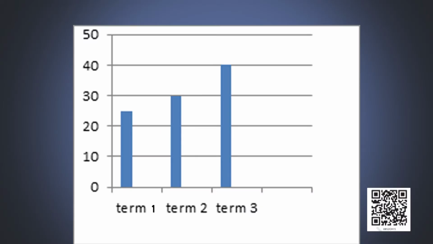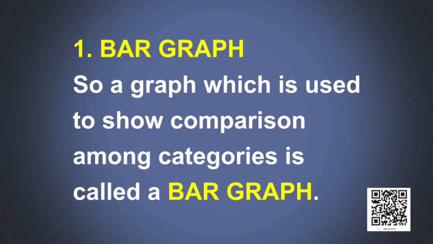Here, look at this graph. This graph represents Anu's marks in 3 terminal examinations. By looking at this graph, we can say that Anu's marks in the 3rd terminal examination are the highest and in the 1st terminal examination it is the lowest. What we are doing here? We are comparing Anu's performance by looking at those bars. So a graph which is used to show comparison among categories is called a bar graph. So what is a bar graph? A graph which is used to show comparison among categories.